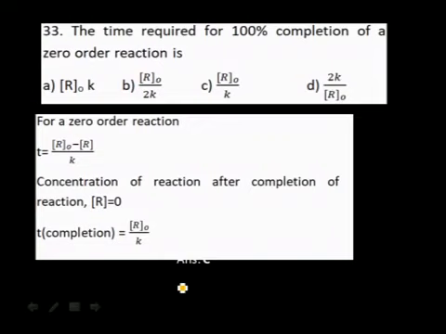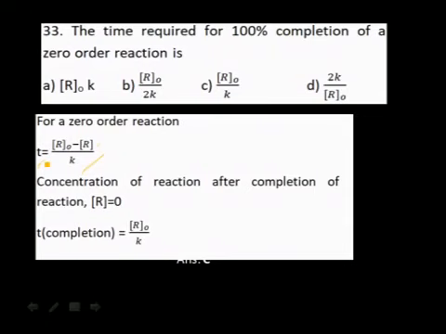For a zero order reaction, the expression for rate constant is given by K equals R naught minus R by T, or T is equal to R naught minus R divided by K, in which R naught represents the initial concentration and R represents the concentration of reactant left over after time t.